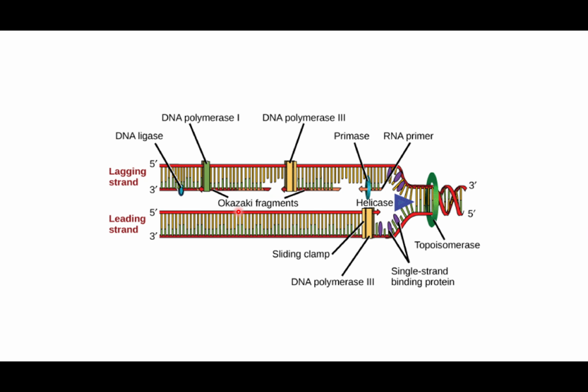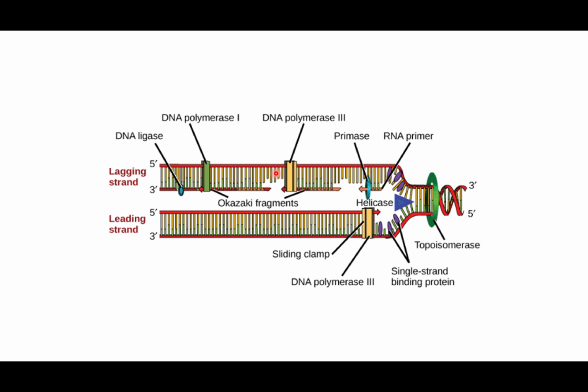DNA polymerase 3 will create the leading strand, while on our lagging strand we're going to have RNA primers created by primase, which will then be followed by DNA polymerase, which will create Okazaki fragments and leave different divots and nicks in the strand itself, right?